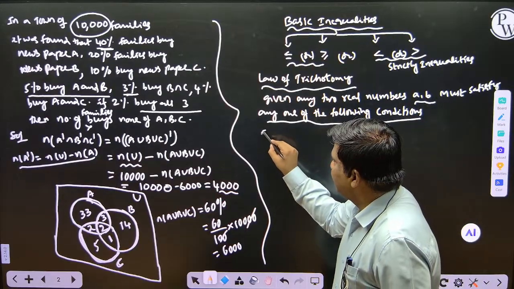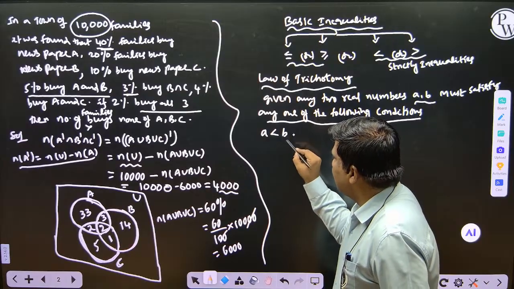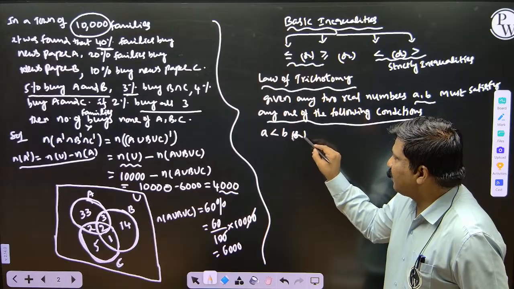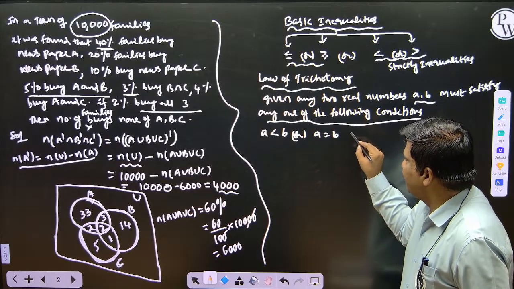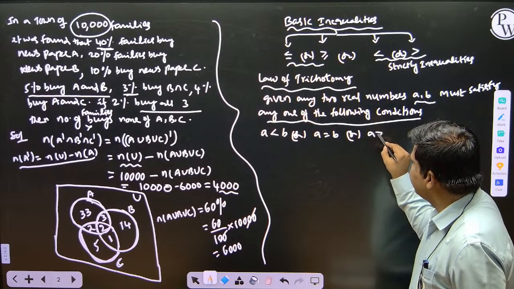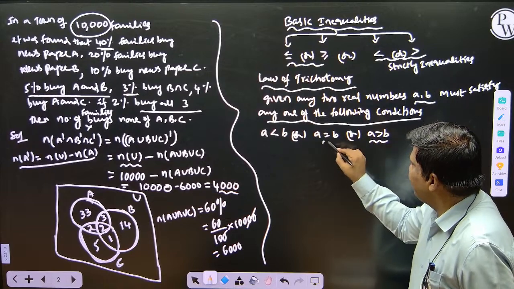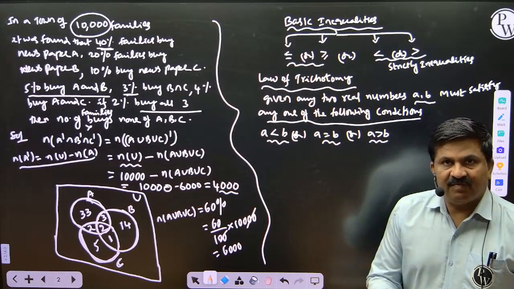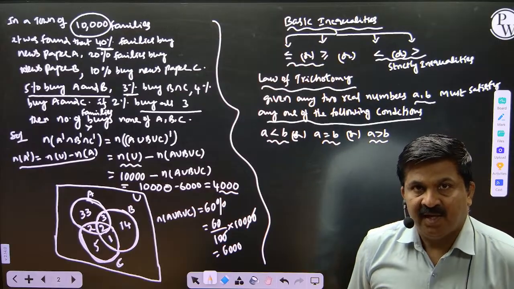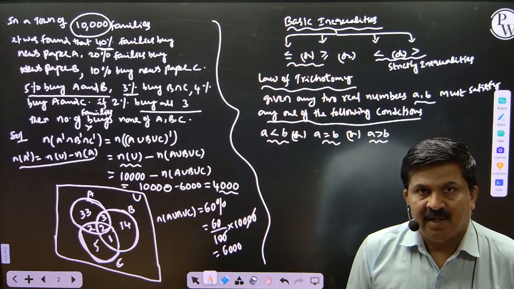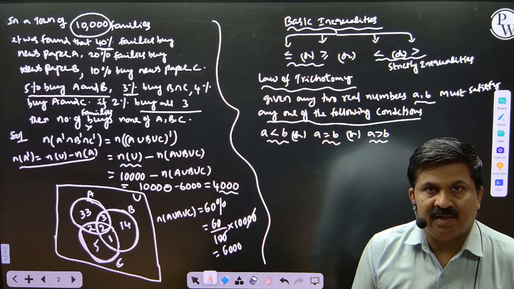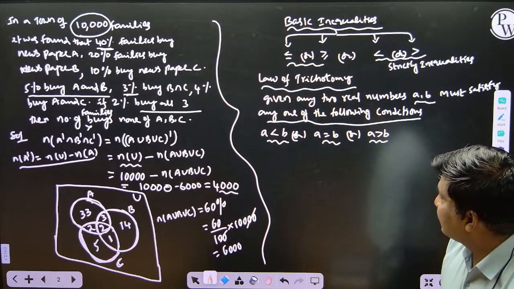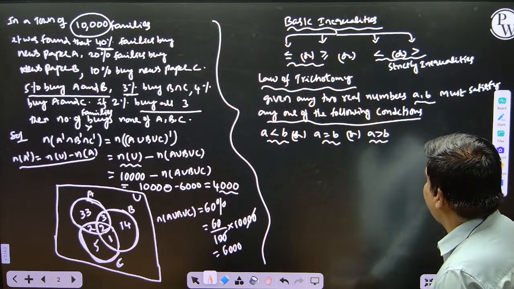What is that? Either one number is less than another number, a less than b, or a is equal to b, or a greater than b. Compulsorily any one of these three conditions must be satisfied, but not more than one condition. Maybe one number is less than another number, or both numbers are equal, or one number is greater than another. So this is called the law of trichotomy.